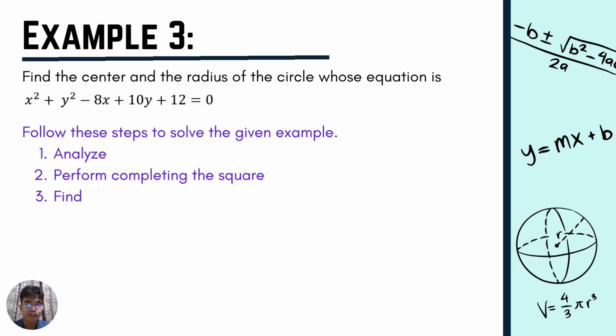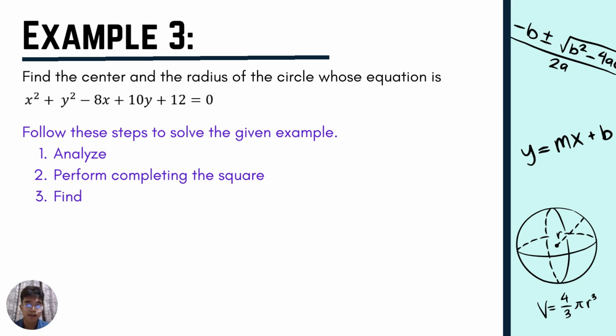Now let us try example number 3. Find the center and the radius of the circle whose equation is x squared plus y squared minus 8x plus 10y plus 12 equals 0. Take note that the equation follows the general form of a circle. Follow these steps to solve the given example.